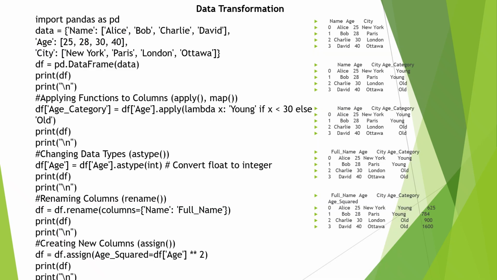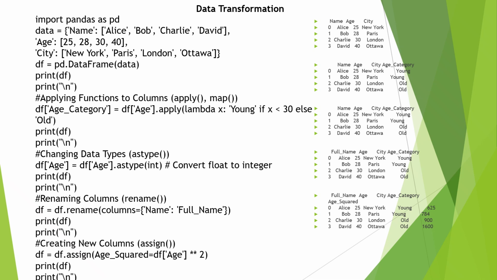This code demonstrates various data transformation techniques using pandas to make data more meaningful and suitable for analysis. Initially, a data frame is created with basic information such as name, age, and city. The transformation process begins by applying functions to columns, where a new column called age category is created using the apply function to classify individuals as young or old based on their age. Next, data type conversion is performed using the astype function to ensure that the age column is in integer format, which is important for consistency and accurate computations.